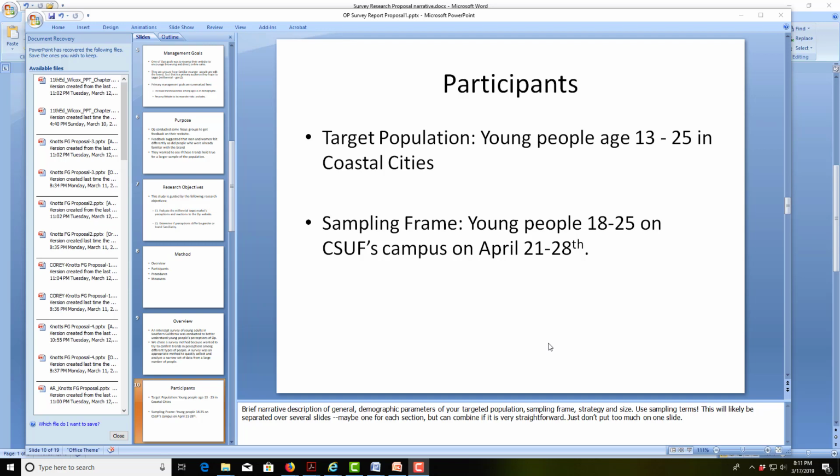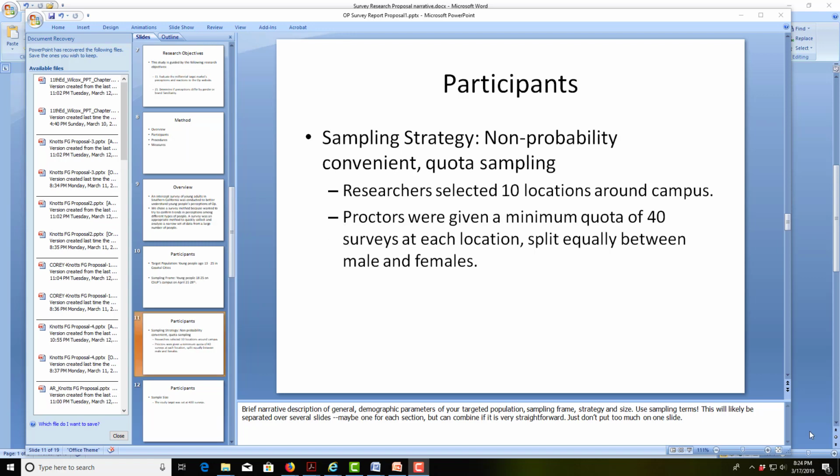Because students were doing this study, their access to the population was further limited. Their sampling frame was young people aged 18 to 25. They could not survey minors, so they surveyed those that were on campus at Cal State Fullerton between the dates that they were collecting data.